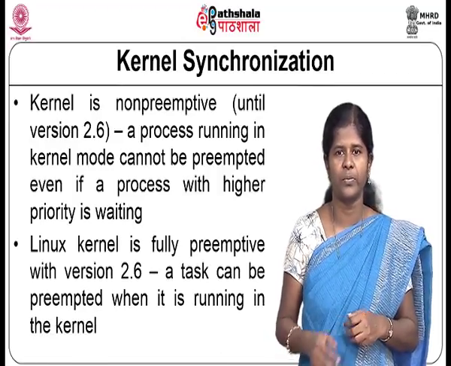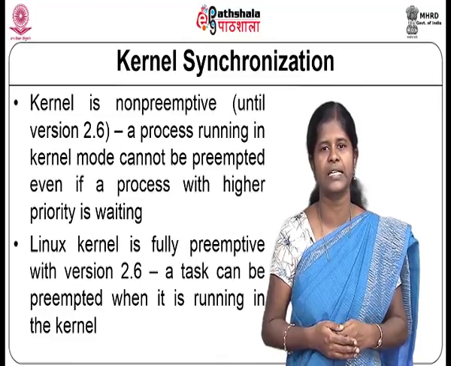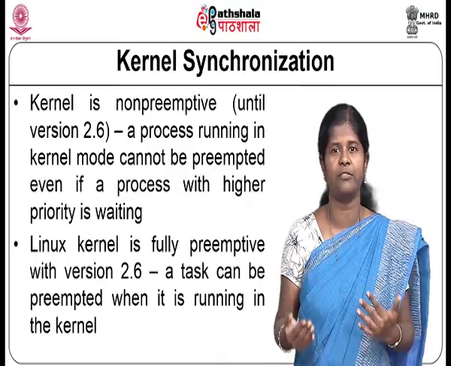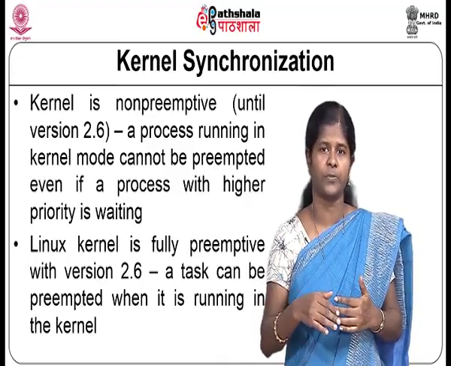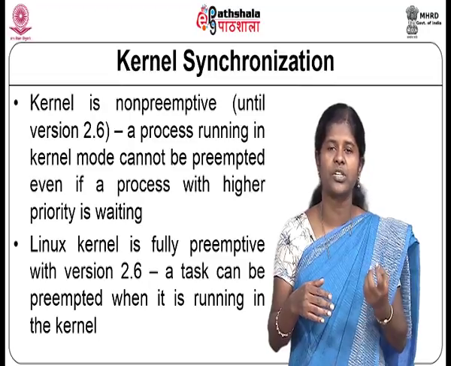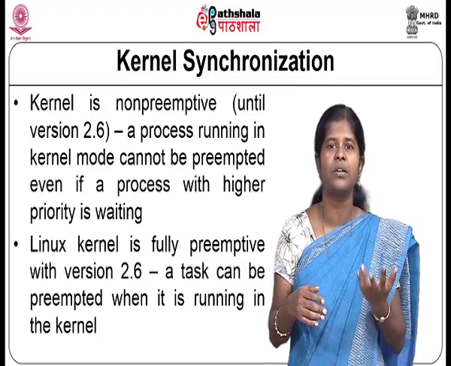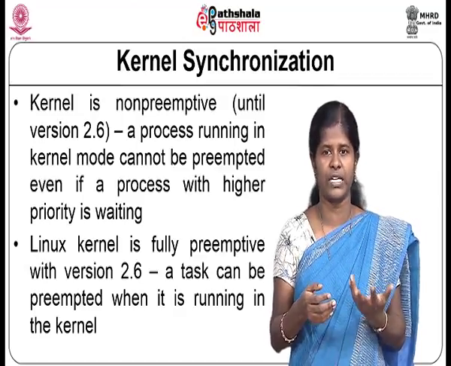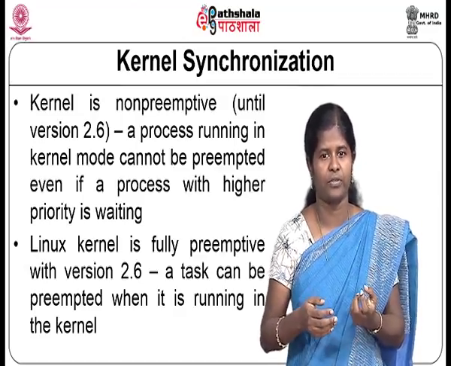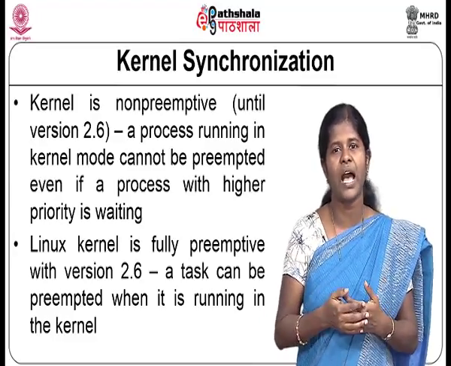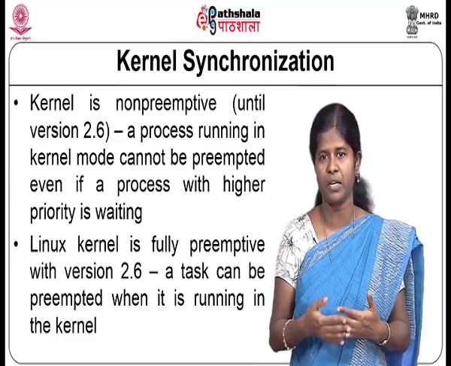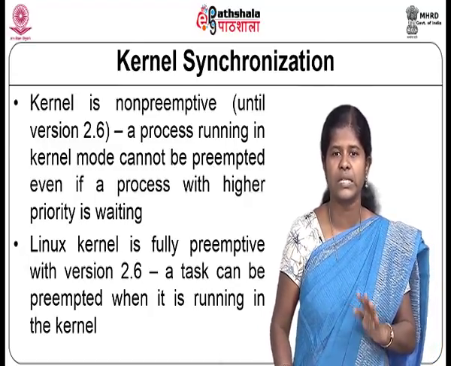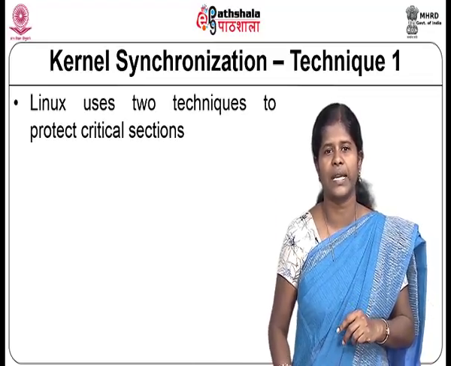But in later versions of Linux, the kernel was made fully preemptive. So, if a high priority process arrives and some data structure is being modified in the meantime in the kernel mode, what will happen to the data structure? How do we ensure that the integrity of data is taken care of? For that you need to have some mechanisms, and there are some mechanisms that have been included in the Linux kernel. So, the task can now be preempted when it is running in the kernel. How is this taken care of?